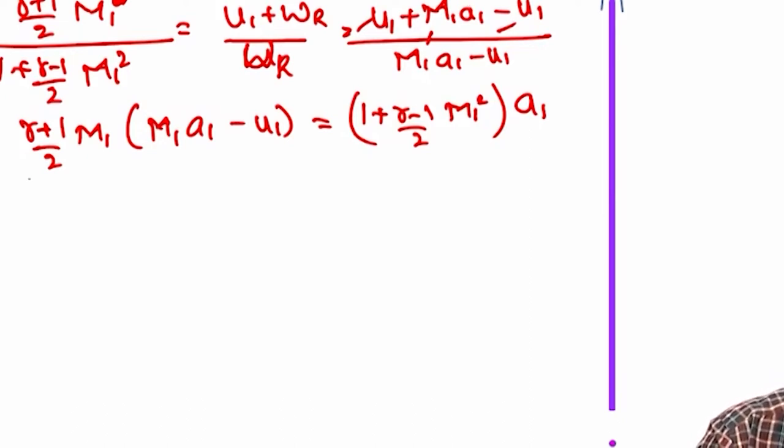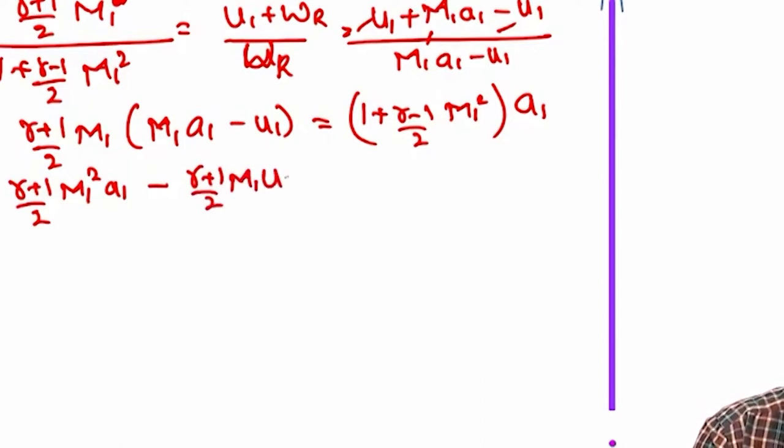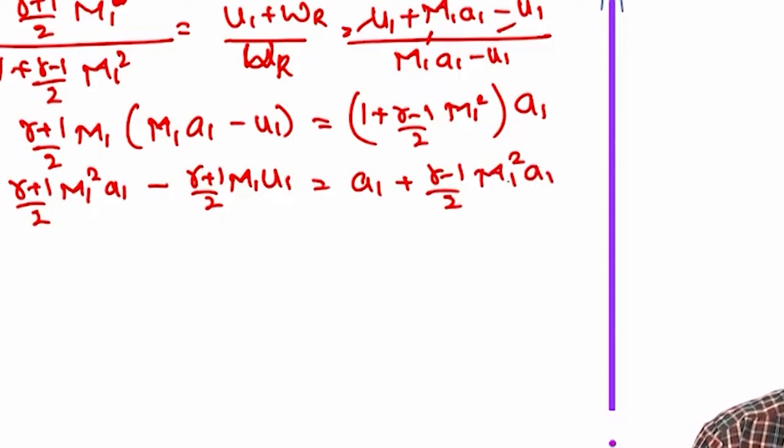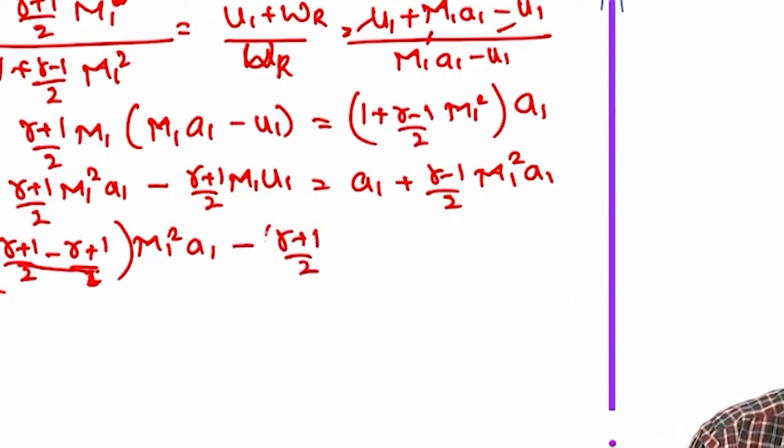So now we can write this: (gamma plus 1) by 2 M1 square A1 minus (gamma plus 1) by 2 M1 U1 is equal to A1 plus (gamma minus 1) by 2 M1 square A1. So now we are approaching a quadratic, algebraic equation. So you can take this here, (gamma plus 1) by 2 minus (gamma minus 1) by 2 M1 square, this is how it looks. So A1 minus (gamma plus 1) by 2 U1 M1 A1 equal to 0.